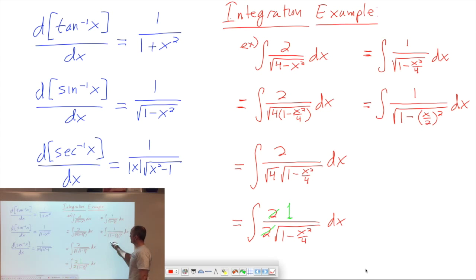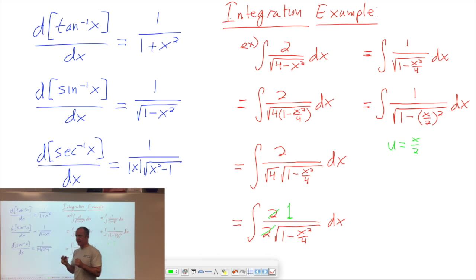In other words, my u, my inside function for u substitution, is x over 2. Now the way u substitution works is you have to have an inside function and you have to have its derivative. So well, let's see, the derivative of x over 2 is 1/2 dx. The x goes to 1, dx appears. I don't quite have a 1/2 dx. I'm so close. I would like to have a 1/2 dx. Well, I can do that.